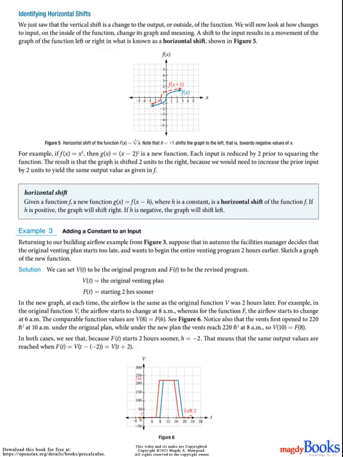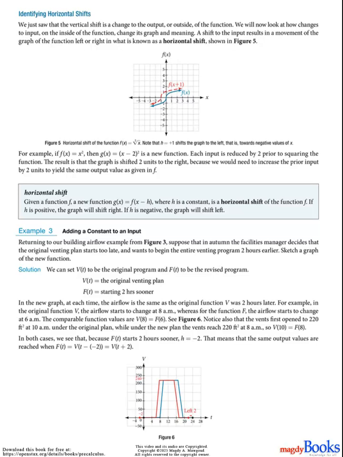Figure 6. t, v, left 2. Notice also that the vents first opened to 220 feet squared at 10 a.m. under the original plan, while under the new plan the vents reach 220 feet squared at 8 a.m. So v of 10 equals f of 8. In both cases we see that, because f of t starts 2 hours sooner, h equals negative 2.